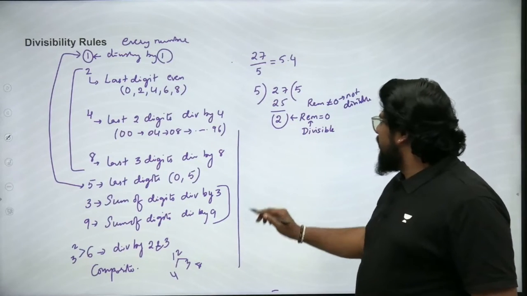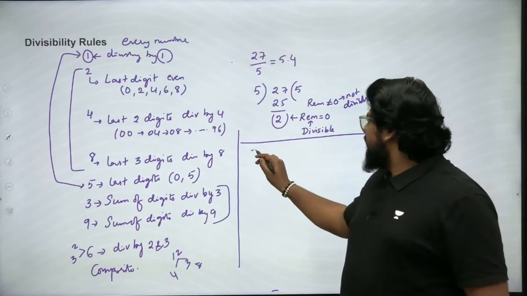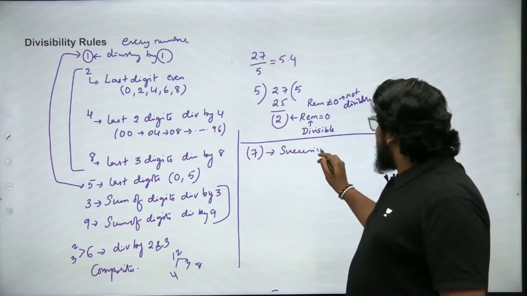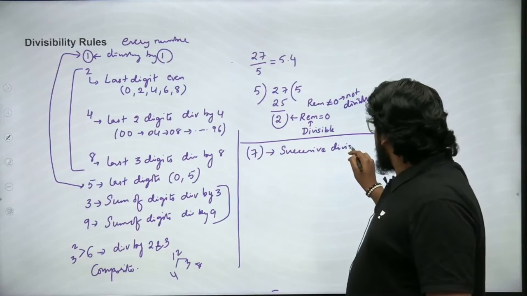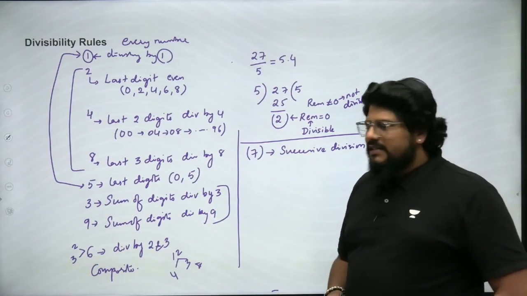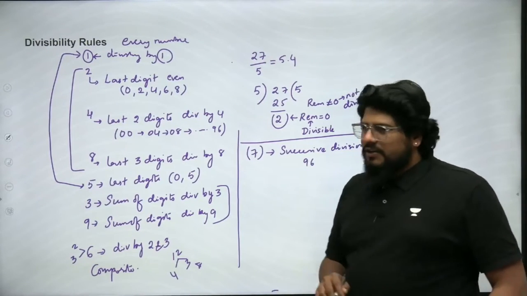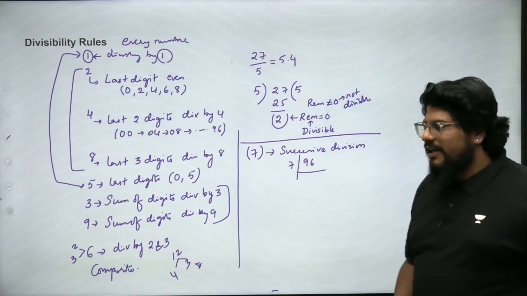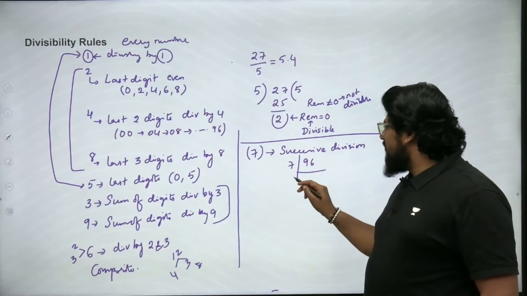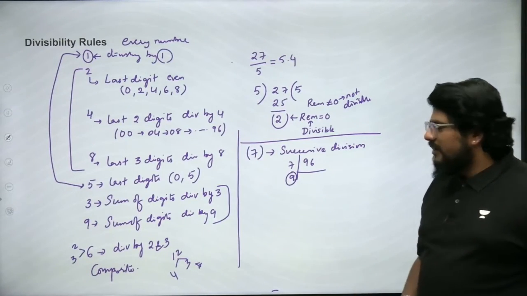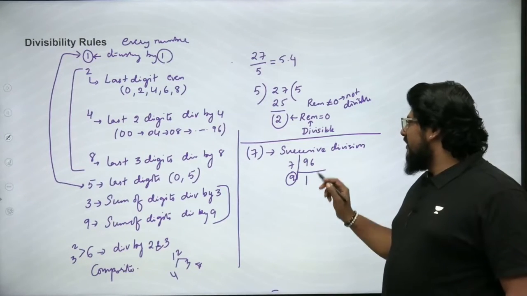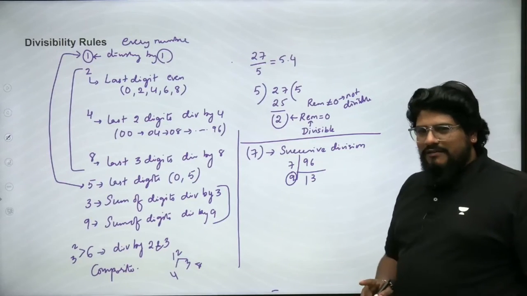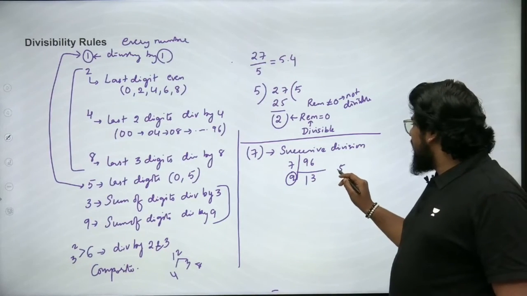Now, let's come down to the rule of 7. For 7, I would say that there is a method called successive division. The successive division is very simple. For example, if I say 96, we need to check whether 96 is divisible by 7 or not. So, what you need to do? You divide this, and we take out the quotient here. So, how many times does it go? 7 ones are 7, 7 threes are 21. So, 5 is left, remainder being 5.